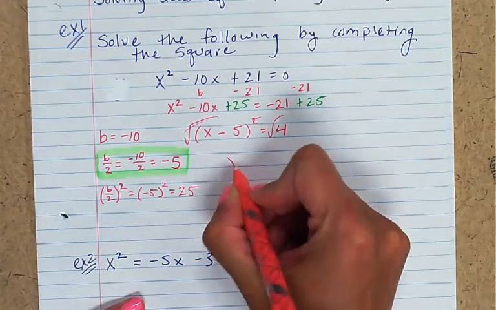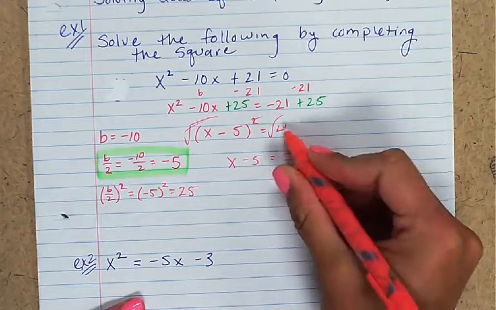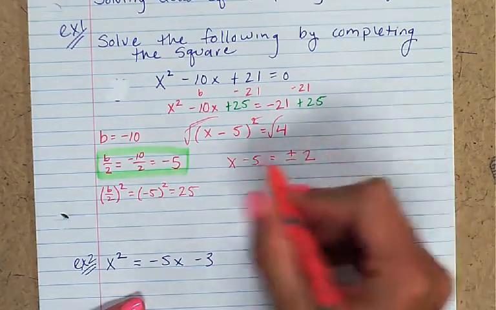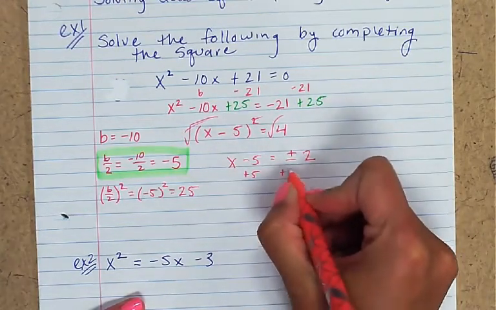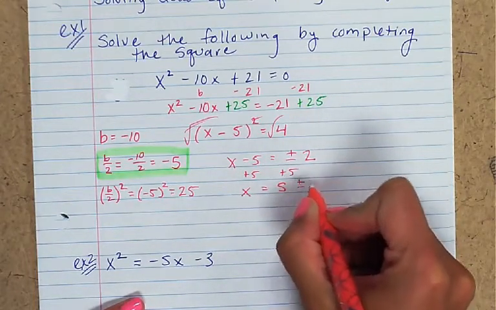Those cancel. Remember, on the other side of an equation, you have to put a plus or minus in front. And the square root of 4 is 2. And then the last step here is to add 5. So 5 plus or minus 2.